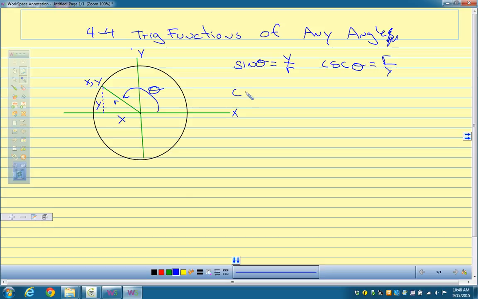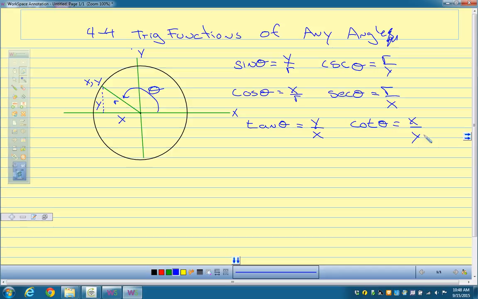Cosine of theta is, guess what? X over r. And therefore, secant of theta, which is the reciprocal of that, is going to be r over x. And the tangent of theta is still the same, y over x. And its reciprocal function, cotangent of theta, is equal to x over y.